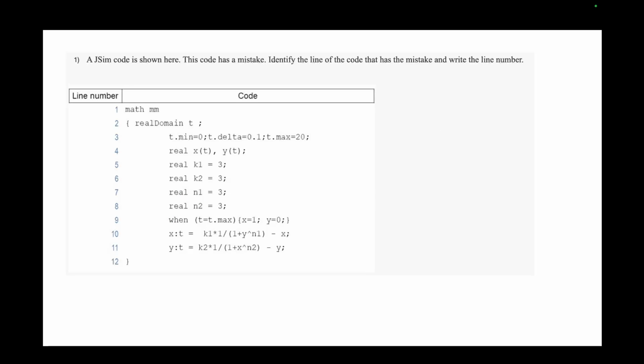Let's try some JSim as well. From JSim you'll find this kind of questions only. It will not ask you to simulate anything. You'll be given a code like this, and you'll be asked to say where there is a mistake or what is being done. The questions will be like this, not asking you to simulate or anything.